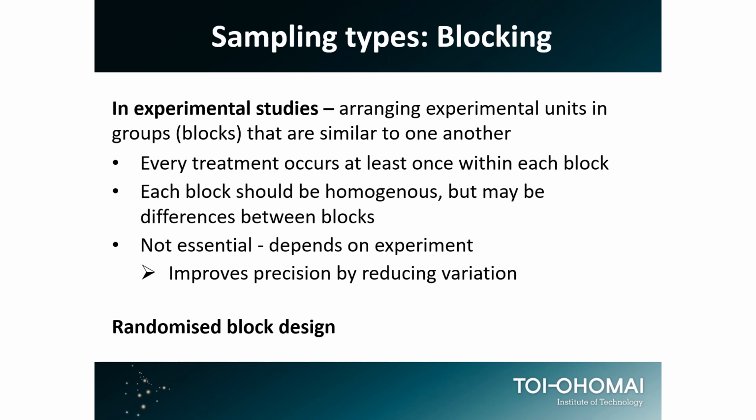So blocking is an interesting one. In just about every study, you have something called a nuisance factor, and the nuisance factor is something that's difficult to control, but can affect the outcome. So you arrange experimental blocks that are homogeneous for that nuisance factor. We'll have a look at an example on the next slide, and then you do your randomized sampling treatment within those blocks. Okay, and this is not always essential, but it definitely improves precision.